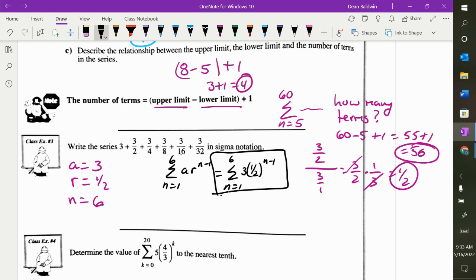And you can't do anything with the 3 and the 1 half because they're different. They have different exponents, and they're different bases.